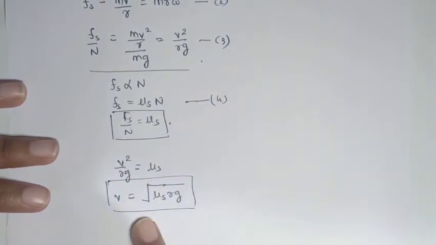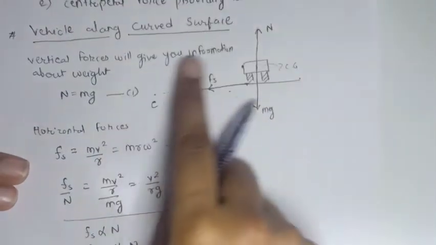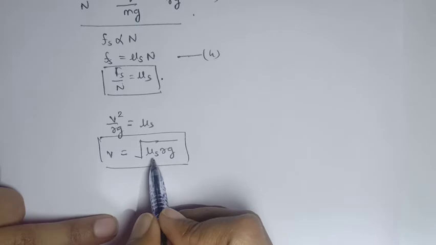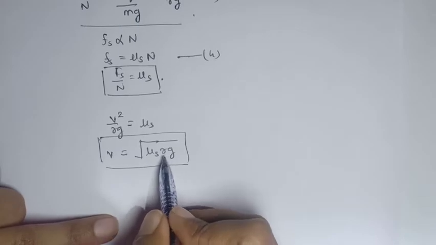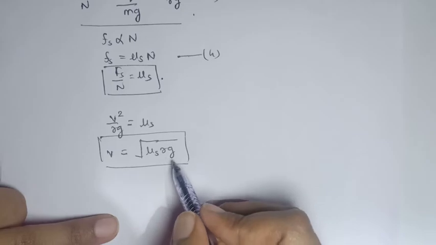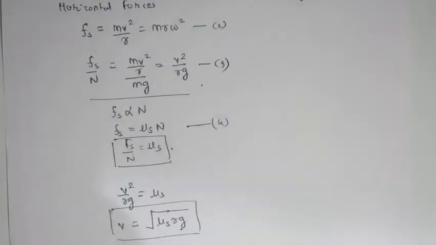This is your maximum safe speed up to which a vehicle can perform circular motion. You can see that it depends upon the coefficient of friction, the radius of the circular path, and g, the acceleration due to gravity. That's it. So within 5 minutes we have considered this part.